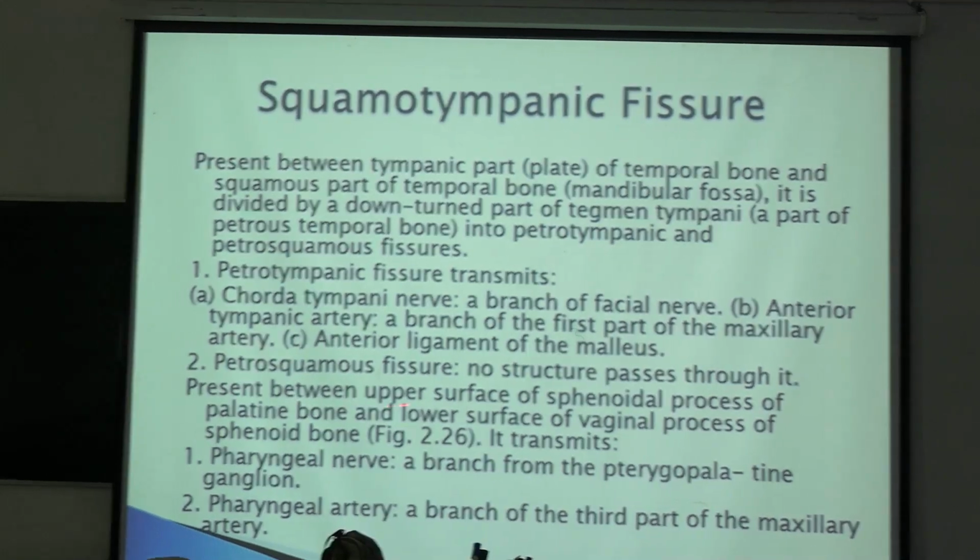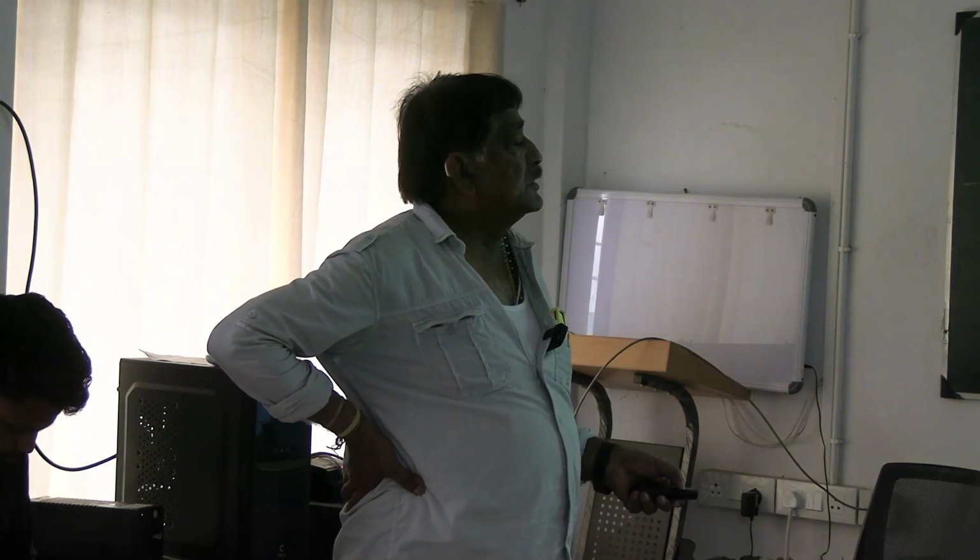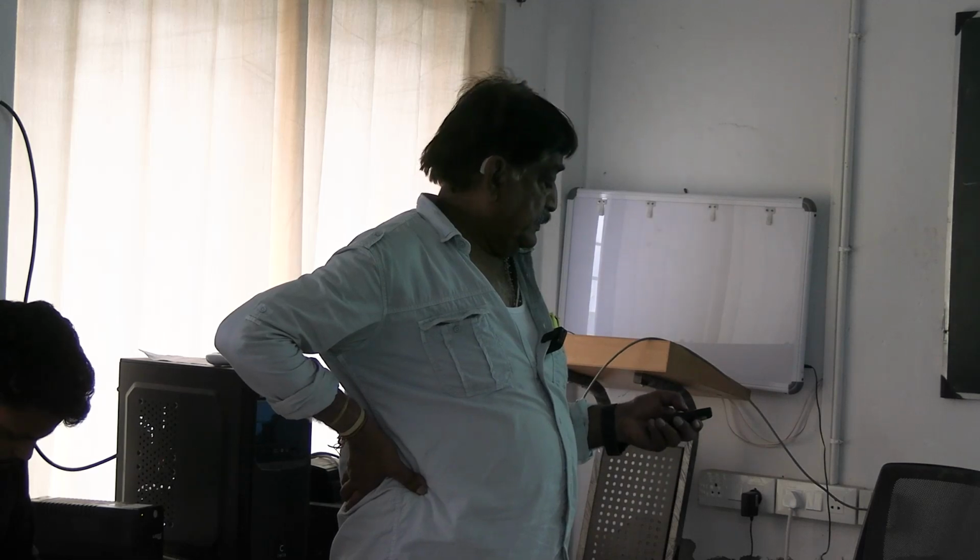Present between the upper surface of the sphenoidal process of the palatine bone and the lower surface of the vaginal process of the sphenoid bone. It transmits pharyngeal nerve, a branch from the pterygopalatine ganglion, and pharyngeal artery, a branch of the third part of the maxillary artery.